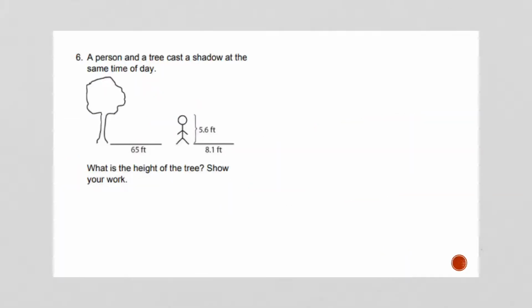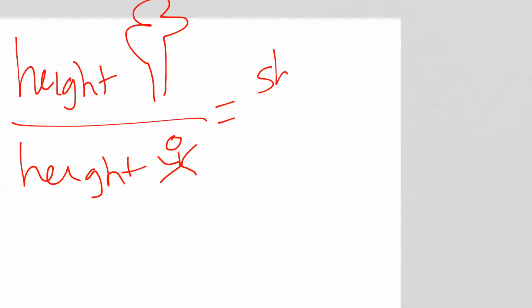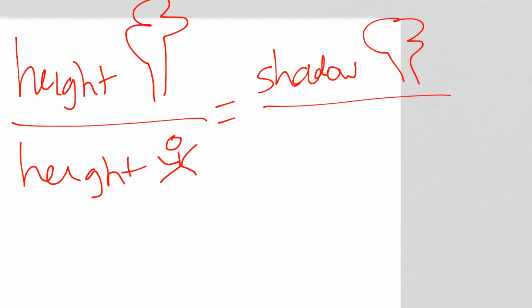Number 6, a person and a tree. So you're talking about height. They want to find the height of the tree, so that means this is x. So it goes the height of the tree divided by the height of the person equals the shadow of the tree divided by the shadow of the person.